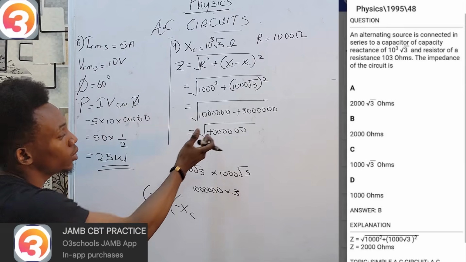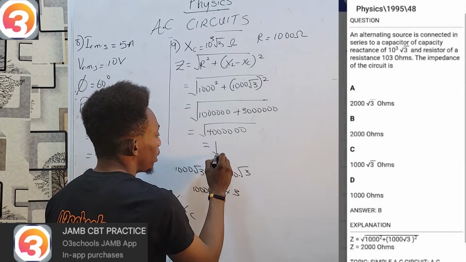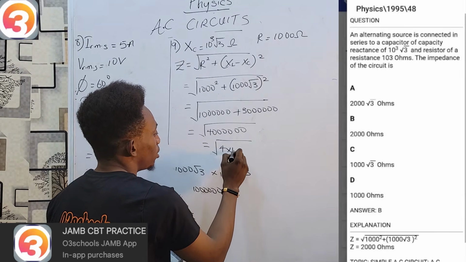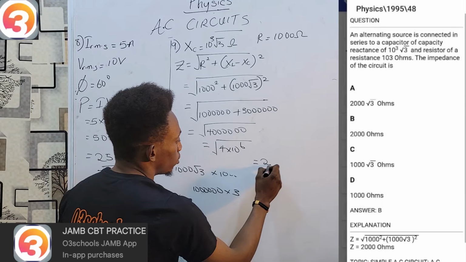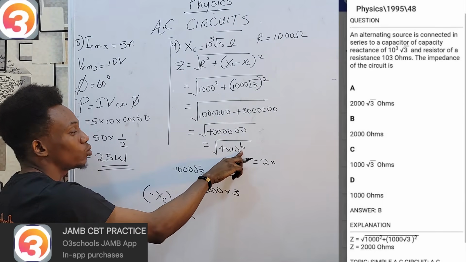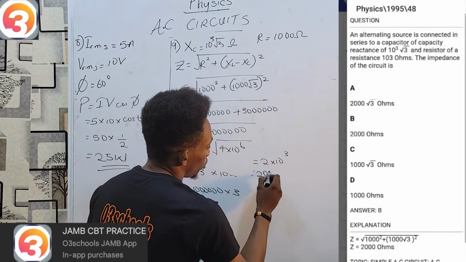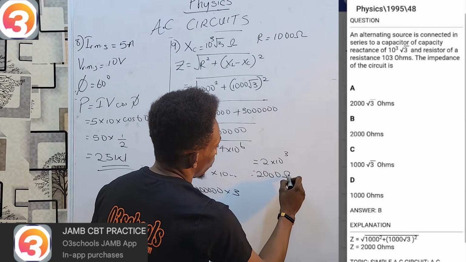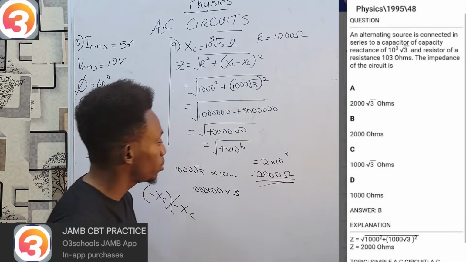And to get the square root of this, you could simply use your calculator, or you could remember that this is 4 times 10 raised to power 6. And that the square root of 4 will be 2. And then to get the square root of this power, simply divide by 2. That gives you 10 raised to power 3, which is 2000 ohms. And so you see, alternating circuit, very simple.